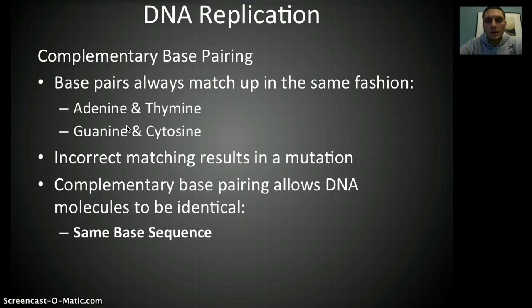Complementary base pairing allows DNA molecules to be identical. What's really important here is that through DNA replication, we're making two strands from one that are identical. Just like with the cell cycle, at the end we have two cells that are identical. They have the same DNA because that DNA is replicated during S phase of interphase before the cell actually divides, and so we get two strands from one that are identical, and those two strands are semi-conservative. One original parent strand of DNA and one template strand.